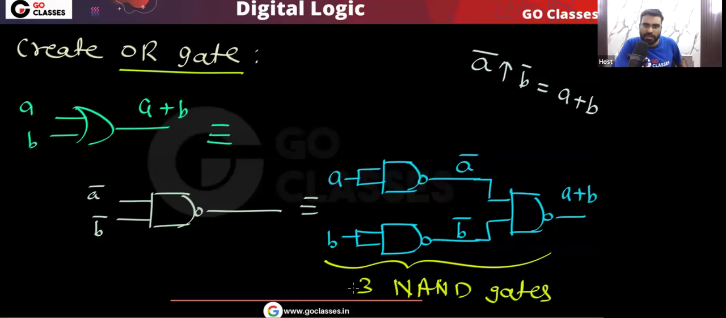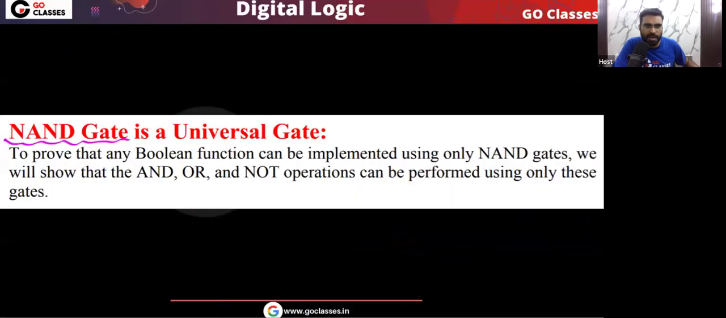I need 3 NAND gates to create OR gate. If I want to create OR gate, then I need 3 NAND gates. So like this. So remember, NAND gate is universal gate. Universal gate means this is single gate. This single gate is enough to create any Boolean function, to implement any Boolean function.